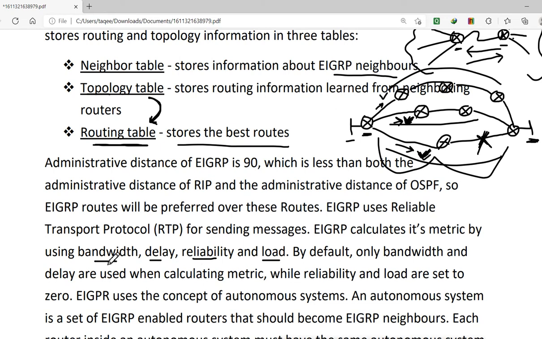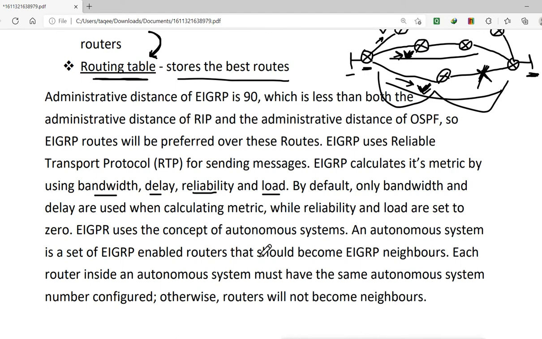Otherwise it will get slow, because it will put a lot of load on your router. If it is calculating everything, then it will put a lot of load on your router and will get slow. So by default it uses only bandwidth and delay. But suppose you want to send over only a reliable link, you can enable this, and then it will start checking reliability also. If you want to check the load also, you can enable this, and the router will start checking the load also. But by default it only checks the bandwidth and delay.